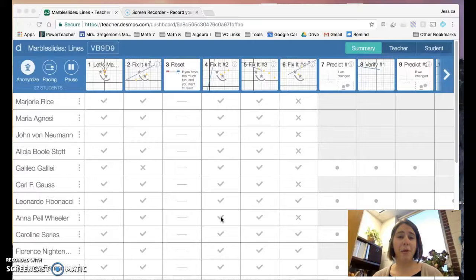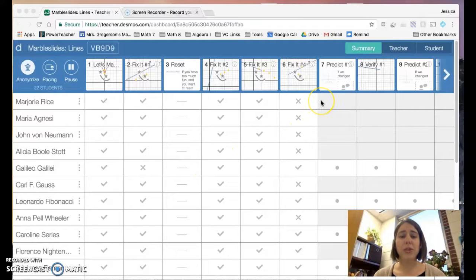I'm going to teach you today about my favorite piece of Desmos activities, and that's the teacher dashboard. First, this is the teacher dashboard from an activity my students did last week in class, the marble slides activity for learning linear equations. I have anonymized their names so you can see those famous mathematicians' names that my students love to try to pronounce.